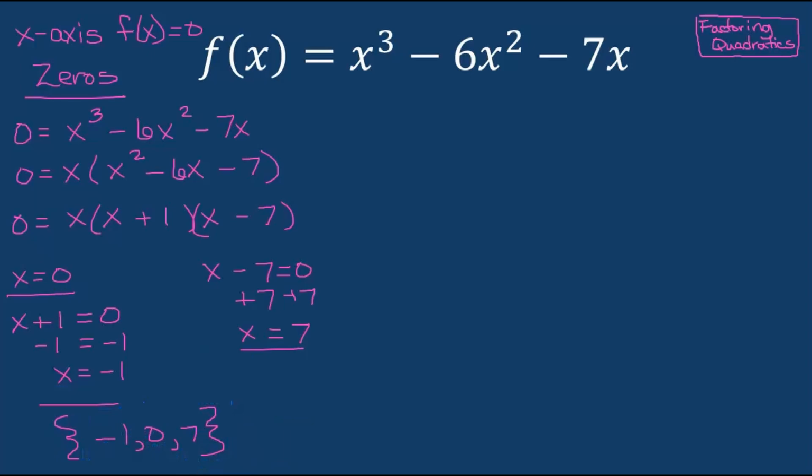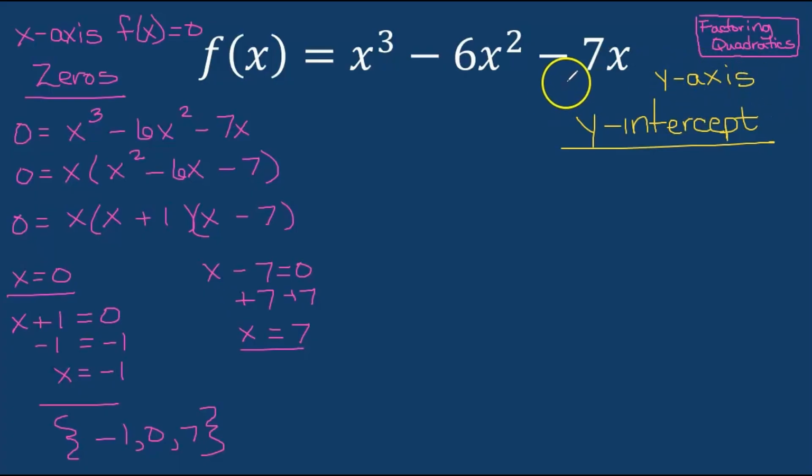Now let's talk about y-intercepts. Remember that that's where the function crosses the y-axis, which means that we're setting x equal to 0. So we're finding f of 0.